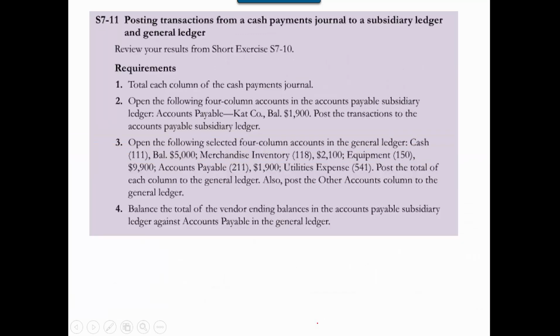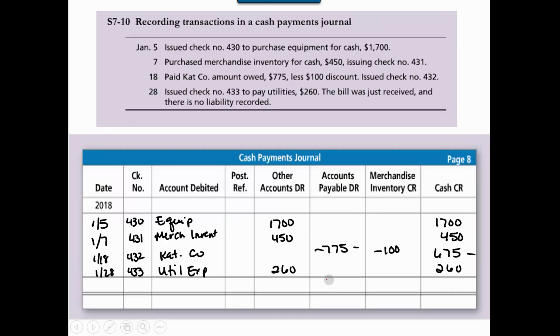So just like in the other ones, the next problem asks us to total it up and then post them to the ledgers. So if I total these up, I've got a total credit to cash of $3,085. I'm going to take that off so it doesn't look like a minus and confuse us there. $775 in accounts payable, and a total to the other accounts of $2,410 going to various accounts.